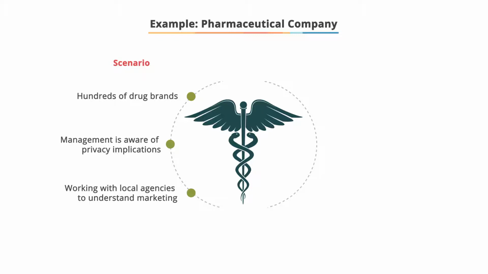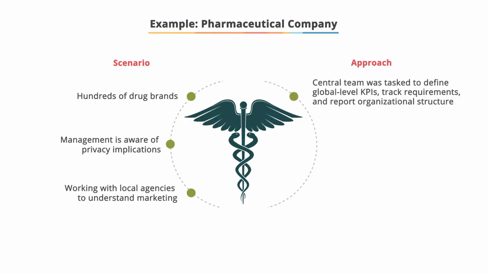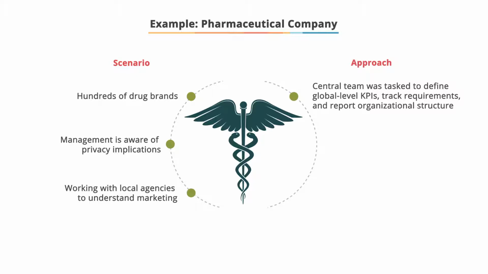So in this case, the approach, because they already had brand guidelines defined at the headquarter level, they opted to create a central team which was tasked to define global level key performance indicator, tracking requirements, and reporting structure. Later, a hub and spoke model naturally emerged, allowing the local marketing team to comply with headquarter requirements while having a certain level of flexibility to improve and extend the minimal sets of requirements.